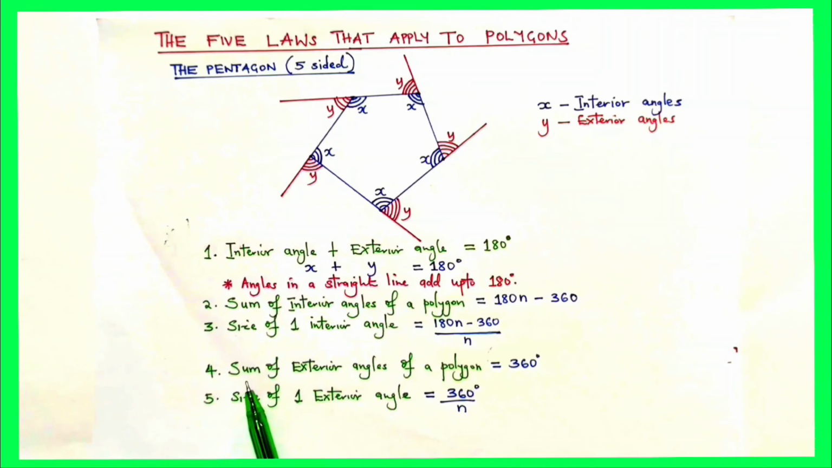The fourth law: sum of exterior angles of a polygon will be equal to 360 degrees. The fifth law: size of one exterior angle will be equal to 360 degrees over n.